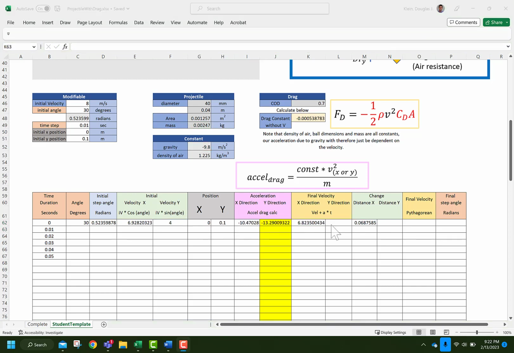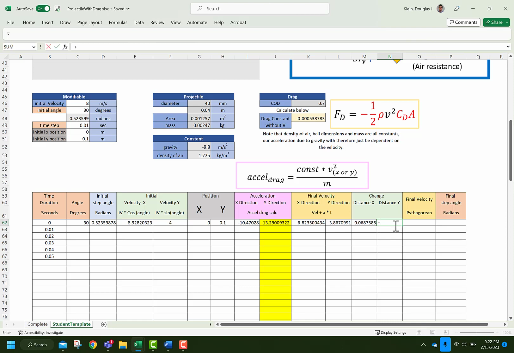With that complete, I can now finish out my final velocity in the y direction and the change of distance in the y direction. So to do that, I'm going to type in equals here. I'm going to take my velocity in the y direction, which is 4. I'm going to add it to parenthesis my acceleration, and I'm going to multiply that by my time step, again pushing F4 and clicking enter.